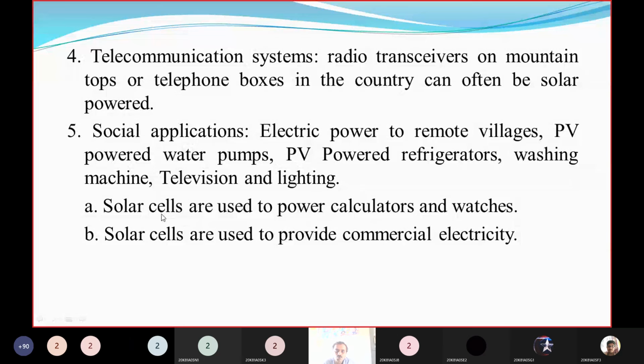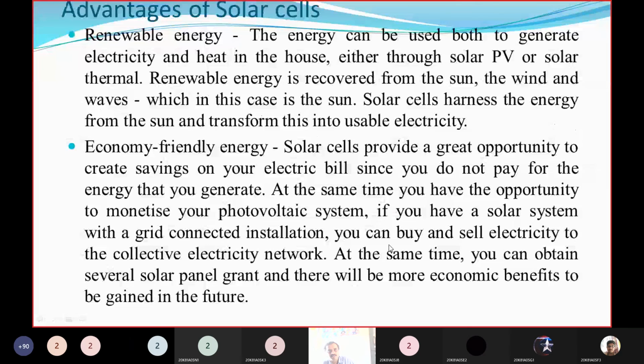And solar cells are used to power calculators and watches. Generally many calculators work by using solar power. Normal light is also absorbed and they will work. Similarly, watches also. And solar cells are used to provide commercial electricity. So for commercial electricity also we can use solar cells. The advantages we will discuss in the next class. These are some applications of solar cells.